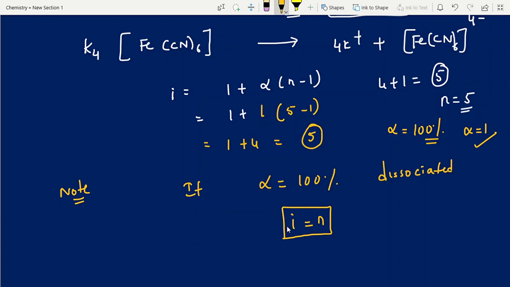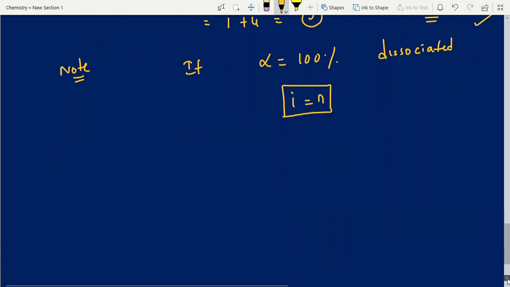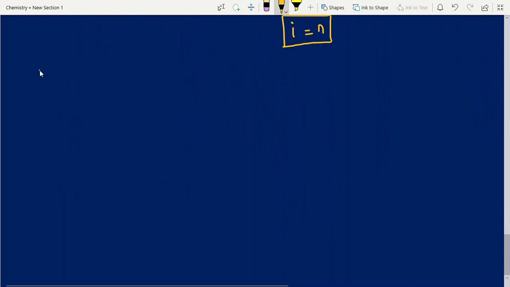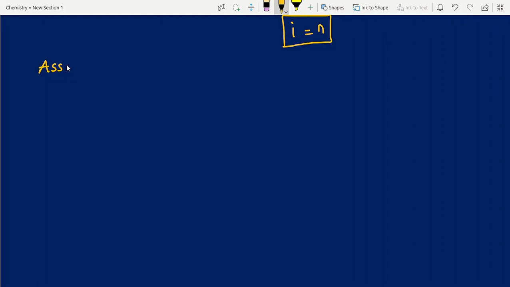Suppose association type is there. How to do this one? General method. Association type means 2 became 1. Association is nothing but joining. 2 became 1, then we call it a dimer. 3 became like 1, trimer. Dimerization means 2 particles became 1 particle. Trimerization means 3 particles became one particle, right?